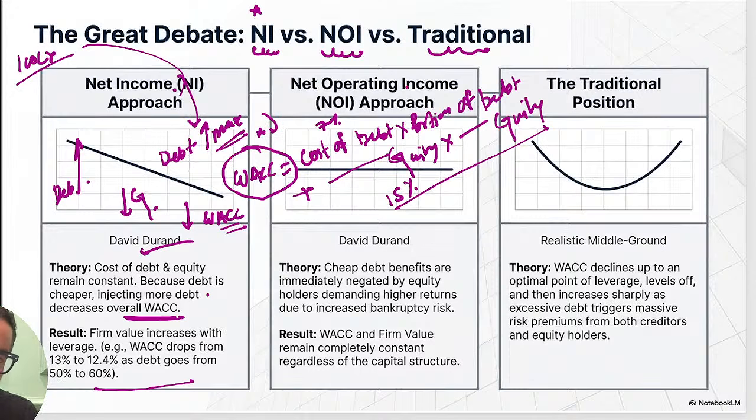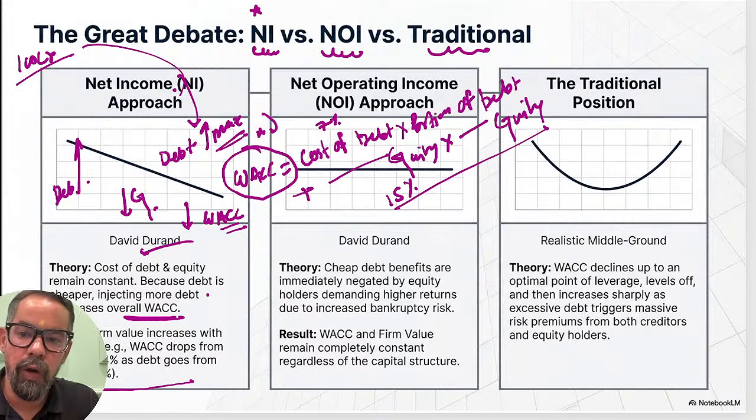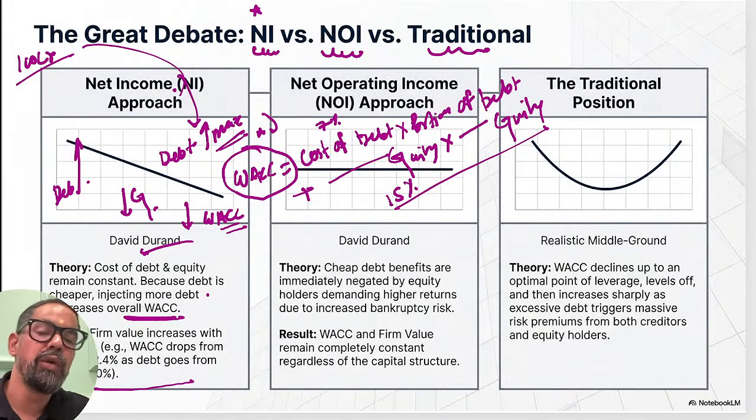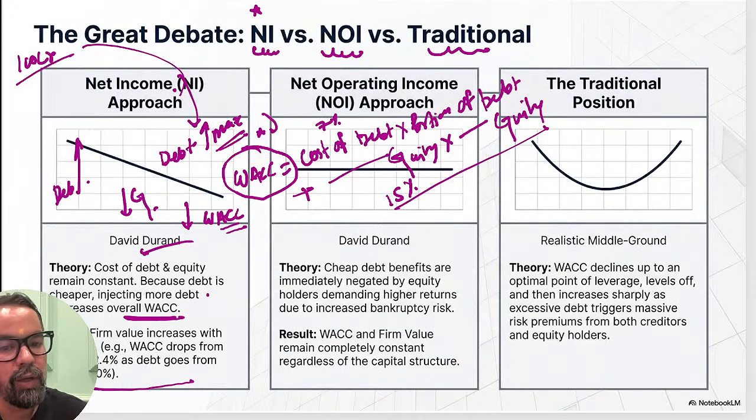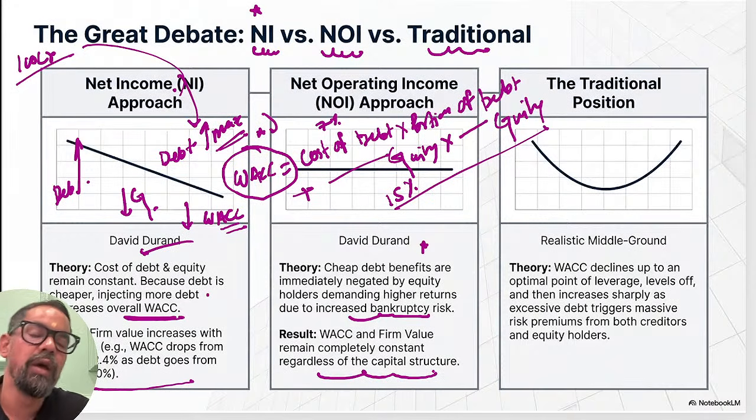So the other theory, the net operating income theory, says that the decision of capital mix, meaning equity and debt, is irrelevant. There is no point of any discussion. And if you keep your equity portion high, it won't affect the overall things. So cheap debt benefits are immediately negated by the equity holders demanding higher return in that case. So weighted average cost and firm value remain completely constant regardless of the capital structure. It says it is an irrelevant theory, okay? There is no point of working around this proportion of equity and debt.